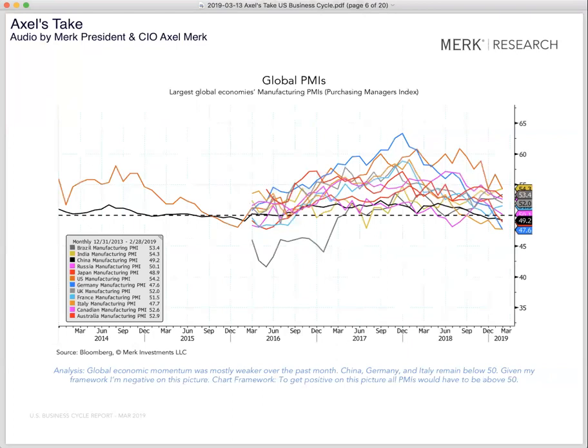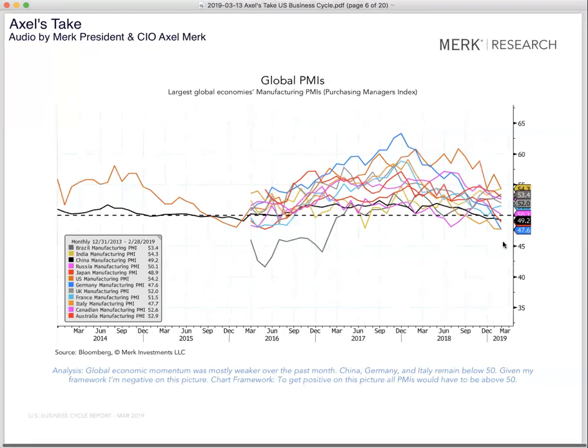But actually letting the currency plunge might not be a bad thing. And in my view, that would be in the interest of the Chinese. But it doesn't matter what I think. PMIs are below 50.